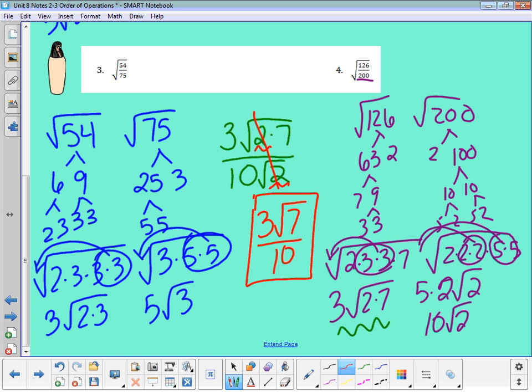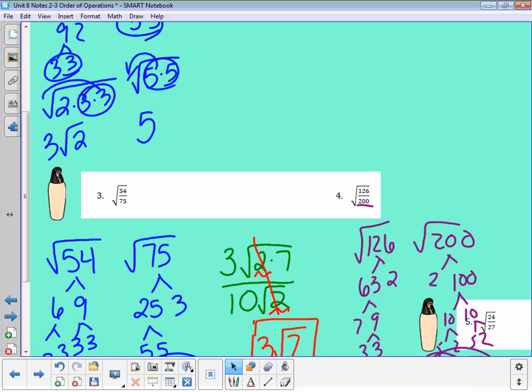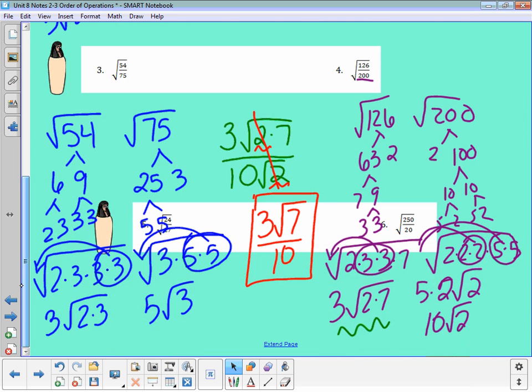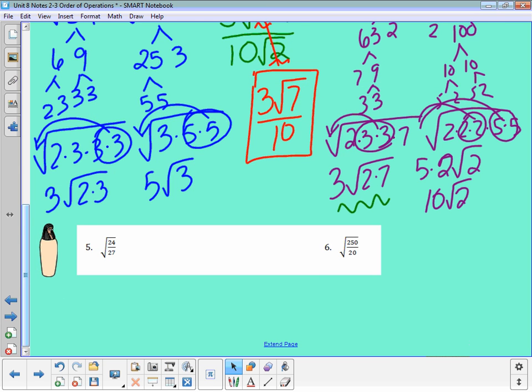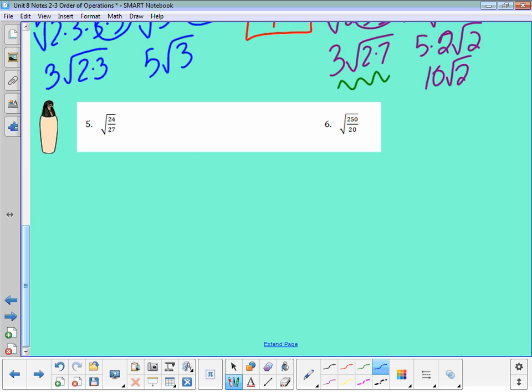Let's take a look at one more, and then I'm going to go ahead and have you guys try it. Okay, so we're going to grab this and bring it on down. Alrighty, so let's take a look at number 5. So for number 5, I'm going to have the square root of 24 and the square root of 27. So 24, I'm going to break down quickly for us here.